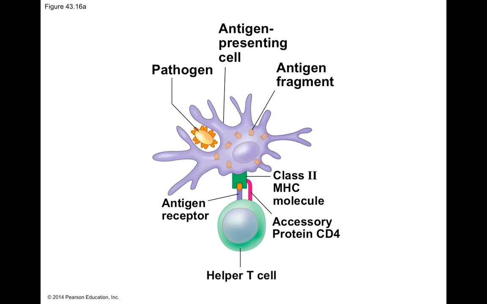So here on top, we have an antigen-presenting cell that is engulfing a pathogen. As it breaks it down, it displays pieces of it, antigens, on its MHC. In this case, it is MHC class 2. This particular helper T cell recognizes an epitope with its receptor. To strengthen the binding, the helper T cell also has an accessory protein that will bind to the MHC. This accessory protein is referred to as CD4, and CD4 always pairs with MHC2.